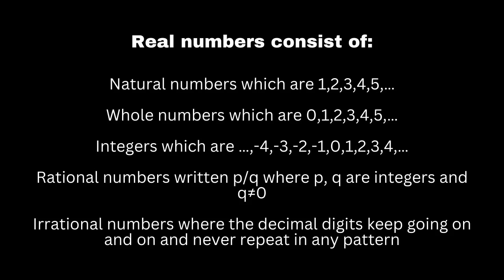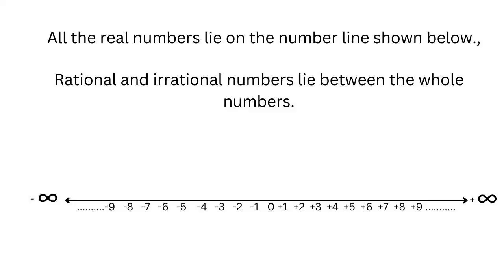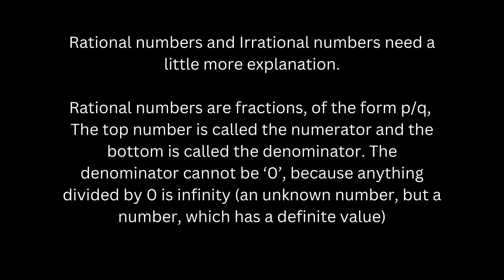Rational numbers, written p over q, where p and q are integers and q is not equal to 0. Irrational numbers, which are not terminating decimal numbers. All real numbers lie on the number line, as shown below. Rational and irrational numbers lie between the whole numbers. Rational numbers and irrational numbers need a little more explanation.